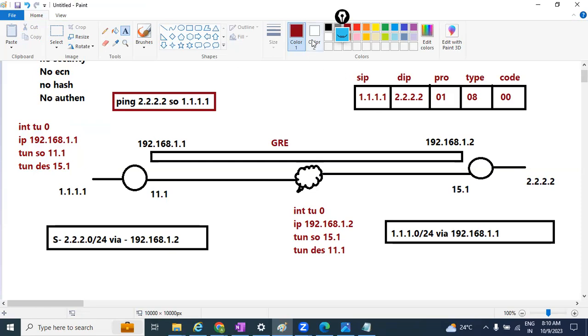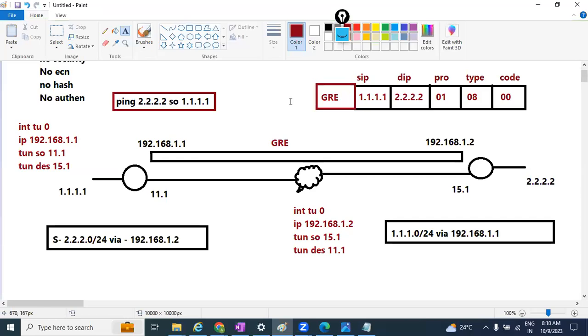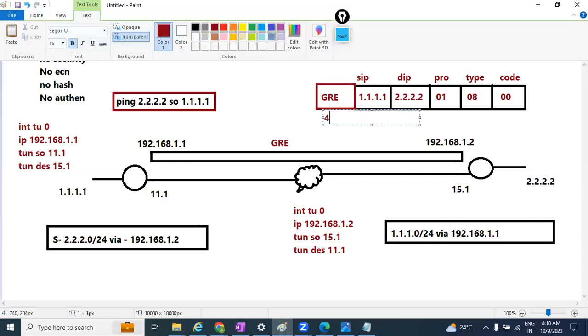Now, when I'm using GRE, what happens? It would add the GRE header first. Encapsulation means adding the header. This is the GRE header. Of how many bytes? This is 4 bytes. The GRE header size would be 4 bytes.